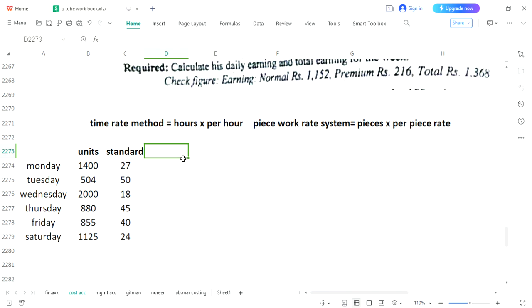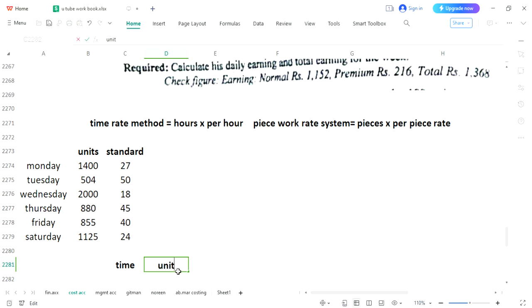Now here we will calculate: if 27 seconds is required to make 1 unit, how much time would be required for making 1400 units? Hopefully you have taken my point of view. We are related with two things, time and units. So in this way we will be calculating our first standard.